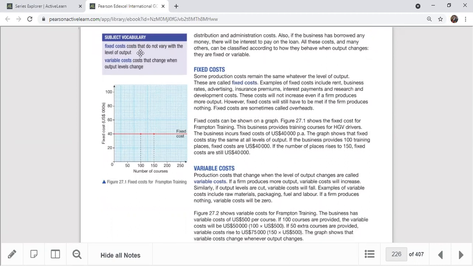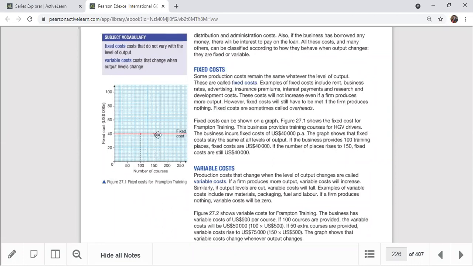In the subject vocabulary section, you can see the fixed costs are the costs that do not vary with the level of output. So usually we draw the fixed cost like this. The fixed cost curve will be parallel to the quantity axis, right? Fixed cost is just 40,000 US dollars whatever the quantity is, which means fixed costs do not change with the level of output. Whatever the output, if it is 0, 50, 100, 150, 200, fixed cost doesn't change.